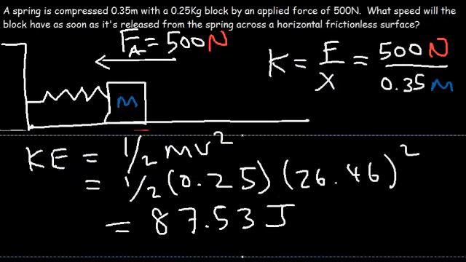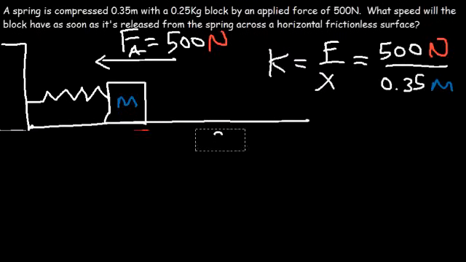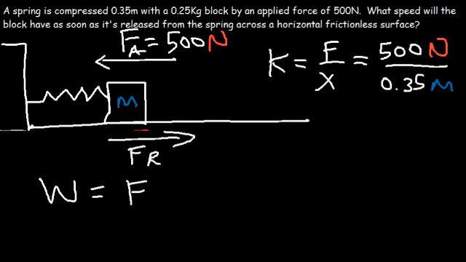Now another equation that you can use to get that answer is the work equation. So keep in mind, as soon as we released it, there's a restoring force that's going to accelerate it towards the right. Work is equal to force times distance. However, we don't have a constant force, we have a variable force.